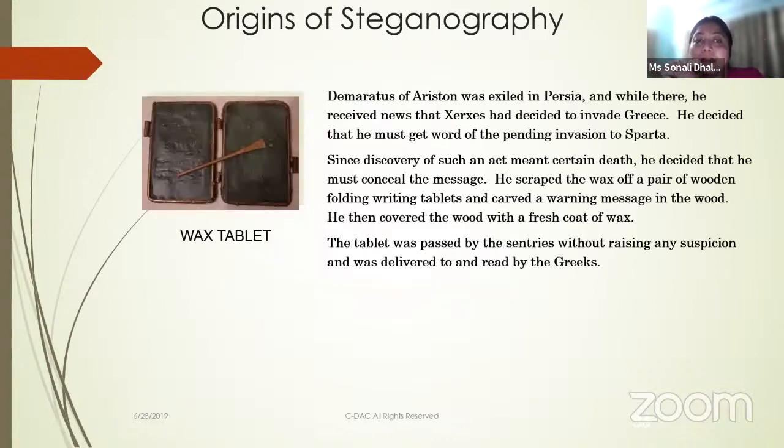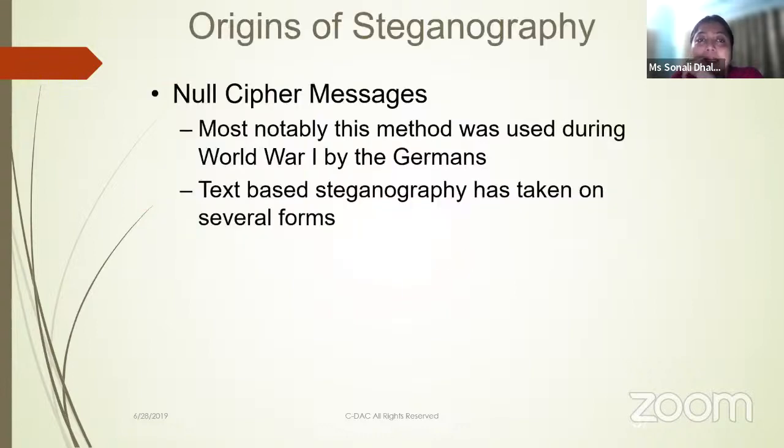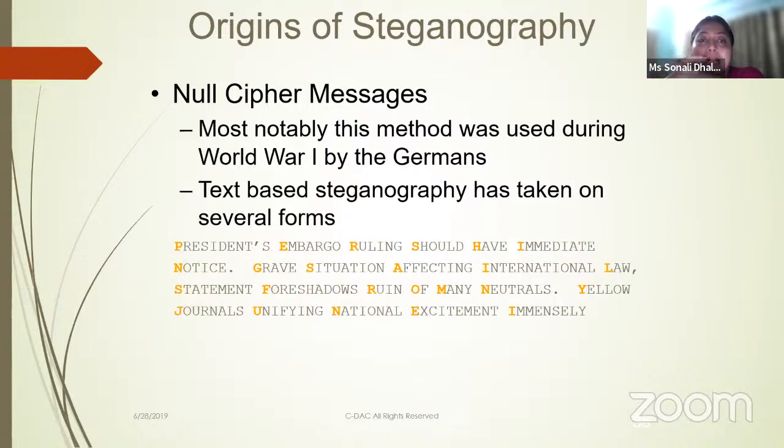So this is the wax tablet. In Persia, they used to write some information on a wooden tablet, and it was filled with wax, and then it was sent to the desired location. So this is steganography. Apparently it is very innocent, but something is hidden in it. This is another method, the null cipher. During World War I, Germans used this. So this is one example of a null cipher.